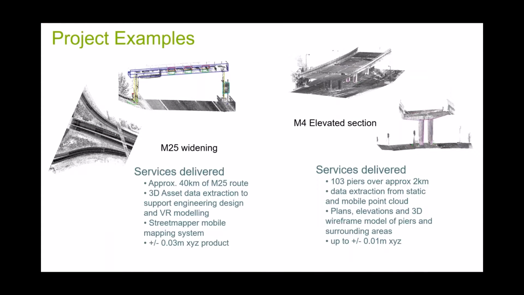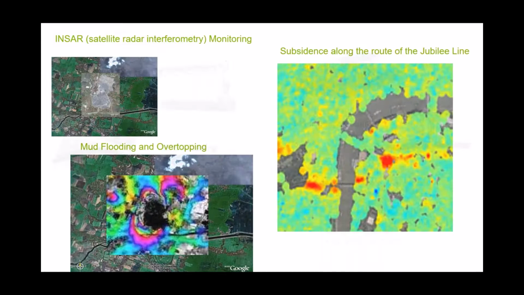Laser scanning, so actually looking at the status of existing assets and how we can start to be working on those in the live environment. So this M4 elevated section is a really good example of how we were using laser scanning, but then feeding it in and being able to control the traffic as we were doing the refurbishment.